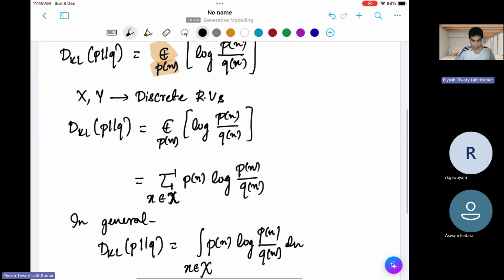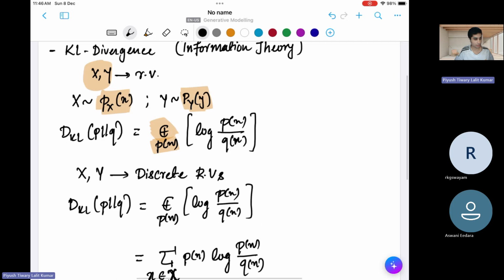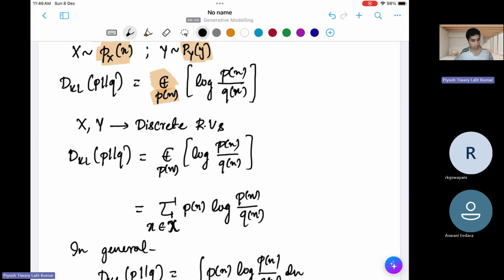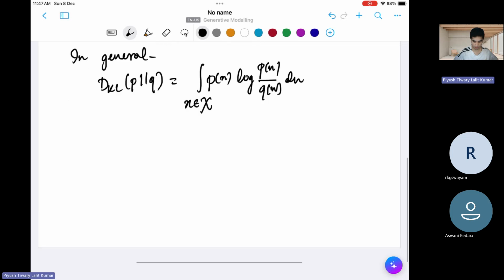If you look at it the first time, this might look, for lack of a better word, unnatural. Why should this be of interest at all? There is a log of P of X by Q of X, and there is an expectation outside. This doesn't look very straightforward. But we will try to make sense of this by noting down some observations, okay? So let's see what this is.